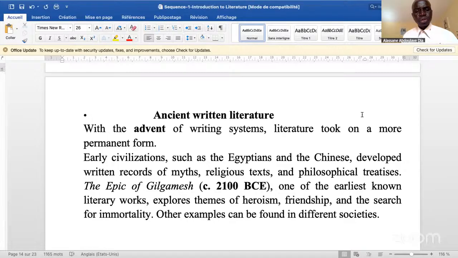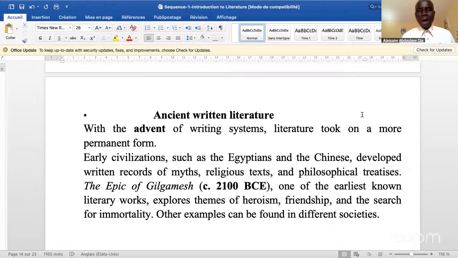So ancient written literature. When we talk about ancient written literature, you see, with the advent, avec l'avènement de l'écriture, ou bien les systèmes d'écriture, with the advent of writing systems, literature took on a more permanent form. So early civilizations such as Egyptians and the Chinese developed written records of myths, religious texts, and philosophical treatises. We talk about ancient civilizations, early ones. We talk about Egypt. You learned about ancient Egypt, l'Égypte ancienne, la Grèce ancienne, the Chinese. These early civilizations developed written records of myths, religious texts, and philosophical treatises.